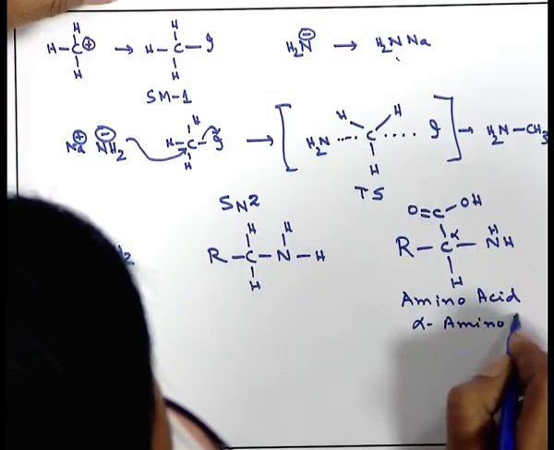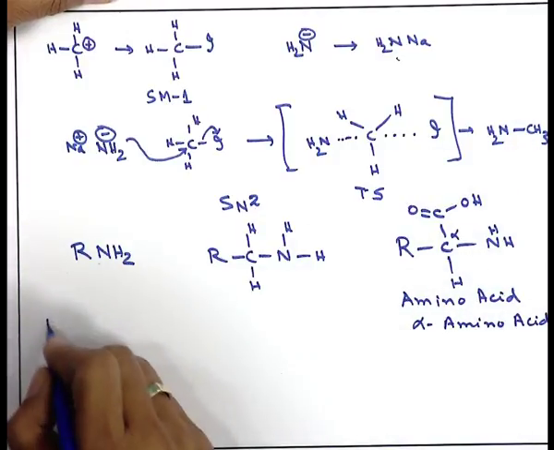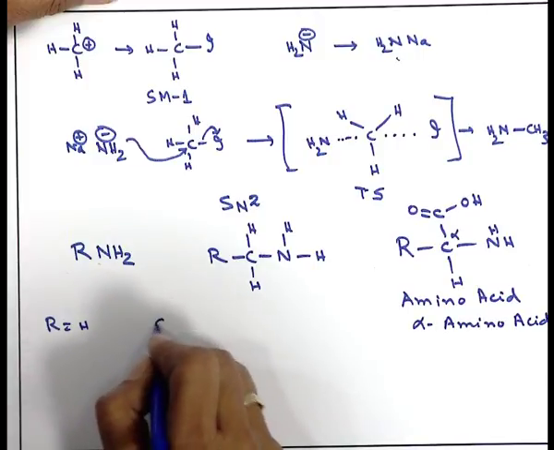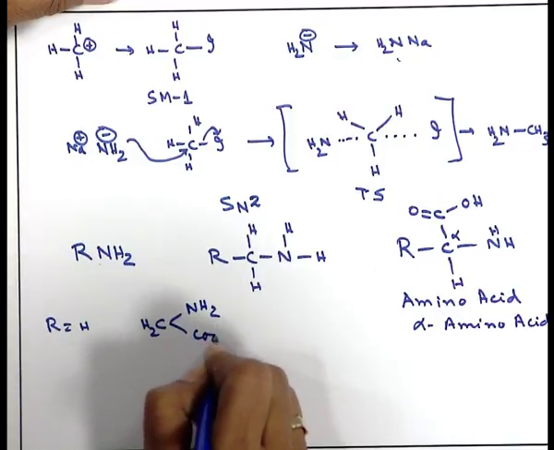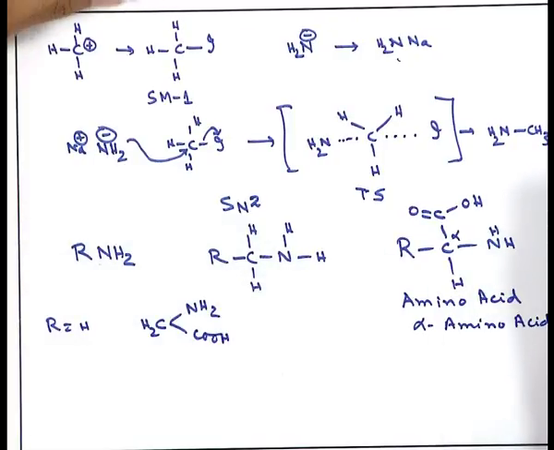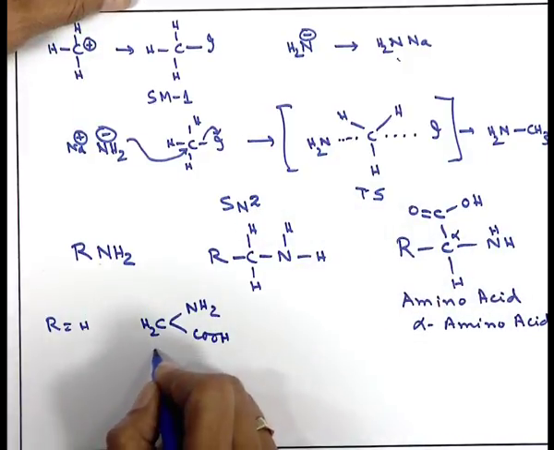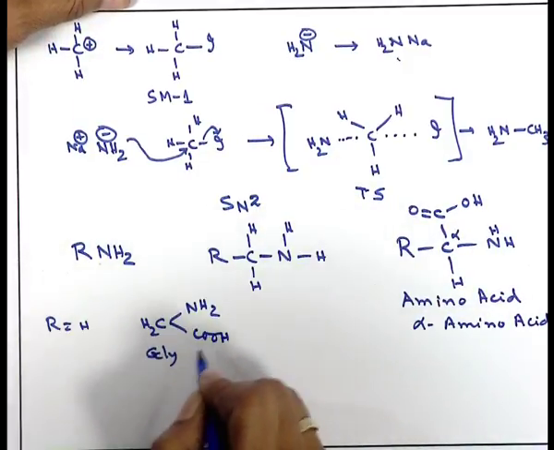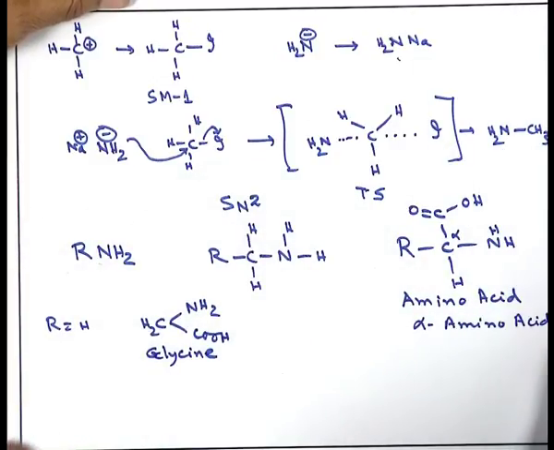And looking at this structure, you can easily guess that this compound is nothing but a simply substituted one. If I put R as H, then this compound is CH2 NH2 COOH. And you know this compound is nothing but acetic acid with one hydrogen replaced by an NH2 group, and this is called alpha amino acetic acid, or the trivial name is glycine. Glycine is a very important amino acid.